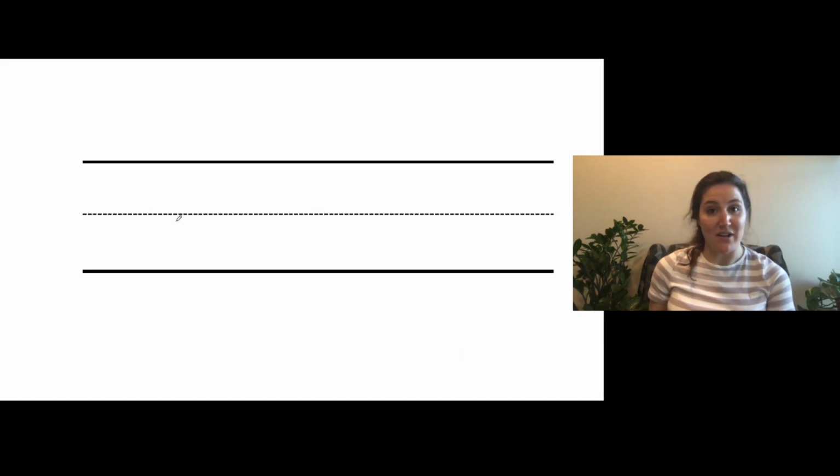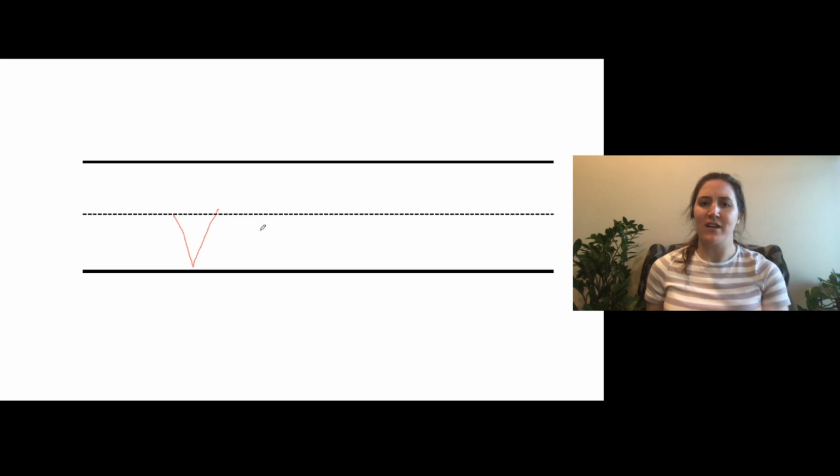The first sound I hear in vase is V. So I'm going to write a V. What do I hear next? V, a. That's the vowel sound. A. That's a long vowel sound. I'll write an A.